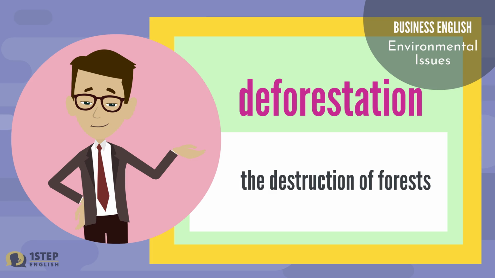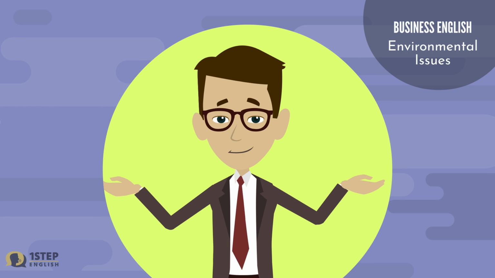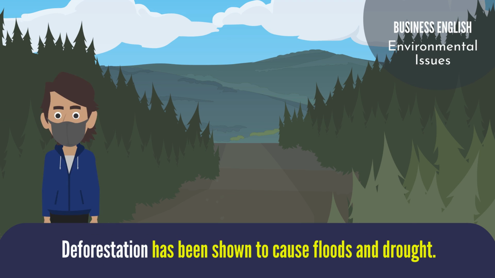Deforestation. It refers to the destruction of forests. Here's an example. Deforestation has been shown to cause floods and drought.